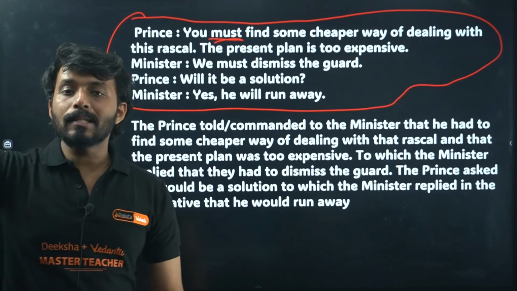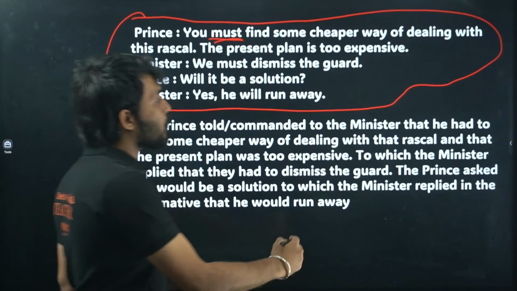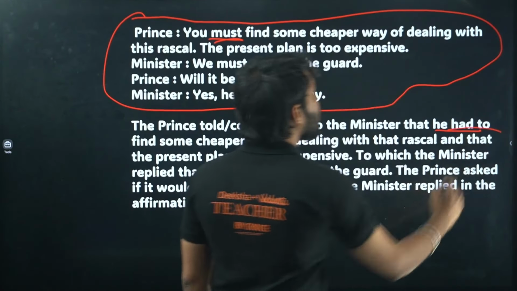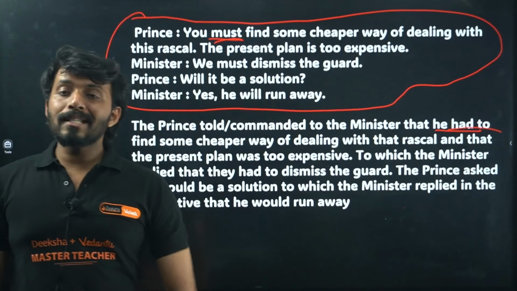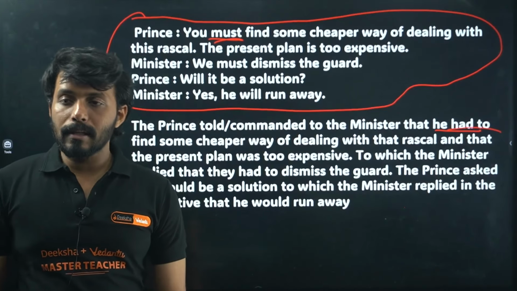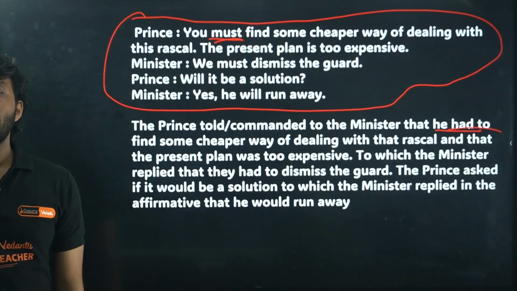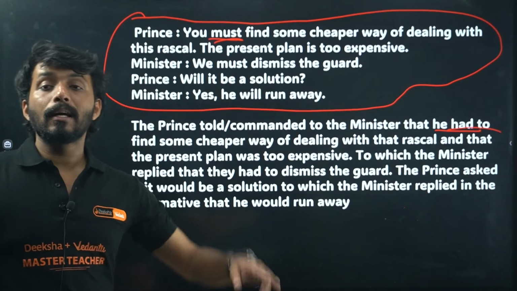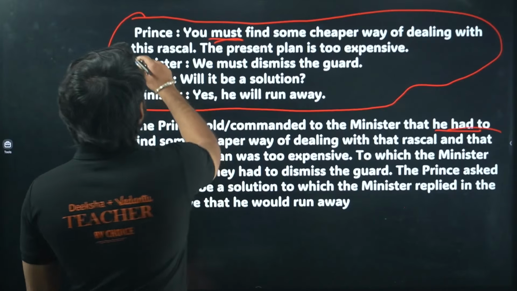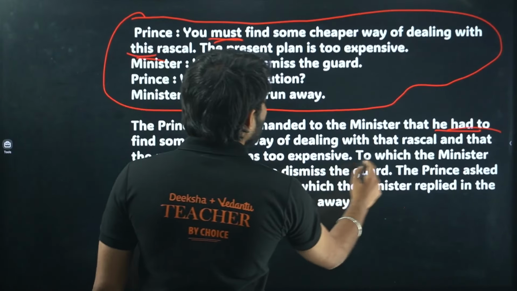When reporting, must gets changed to had to. So must becomes had to here. So you must find some cheaper way of dealing with this rascal. Must becomes had to. Had to find some cheaper way of dealing with that rascal. Why that rascal? This becomes that.